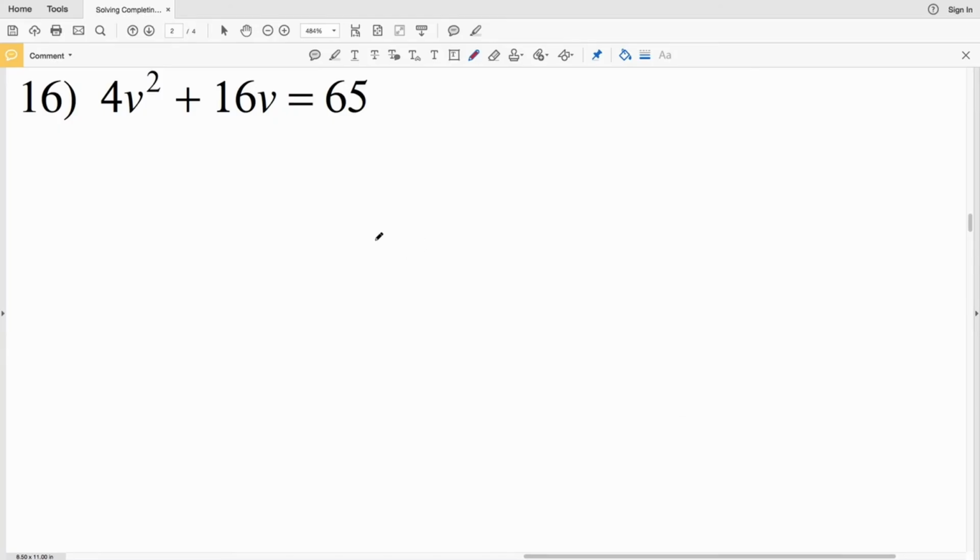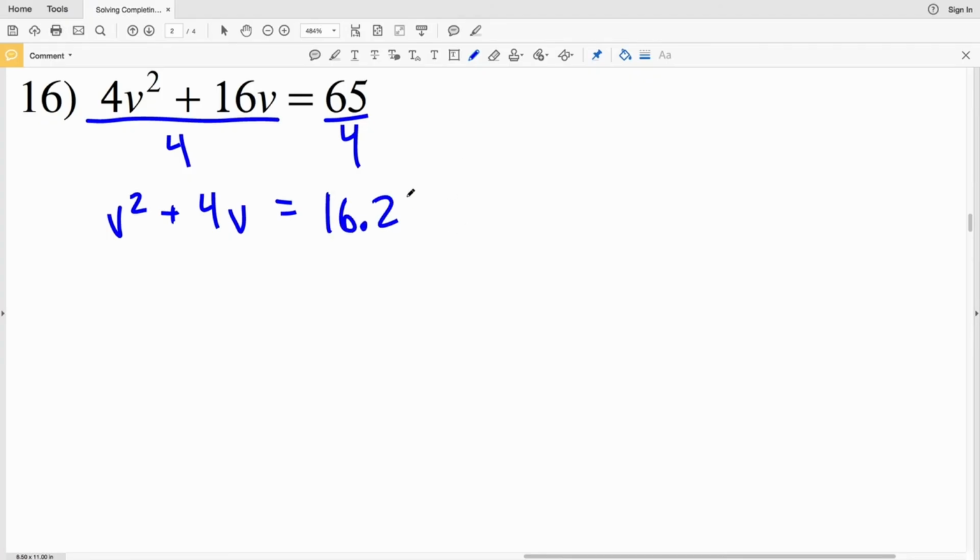So number 16, we have 4v squared plus 16v equals 65. Because that a value is not 1, I'm going to need to divide by a on both sides. So 4v squared divided by 4 is positive 1v squared, or simply v squared. And that will be added to 16v divided by 4, which is a positive 4v, and that equals 65 divided by 4, which is 16.25.